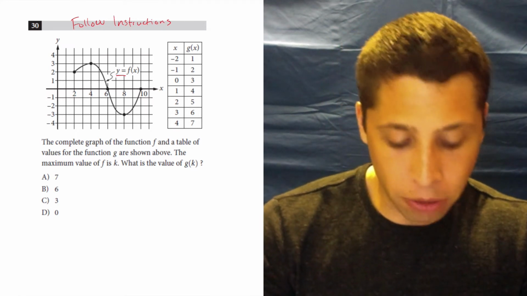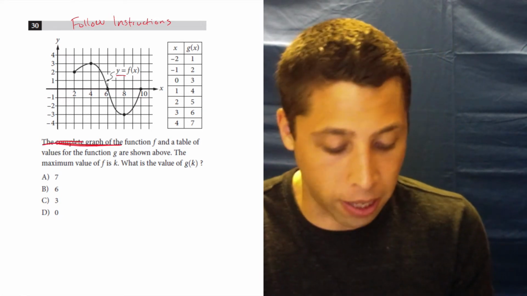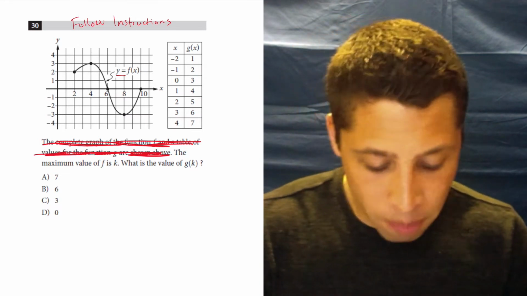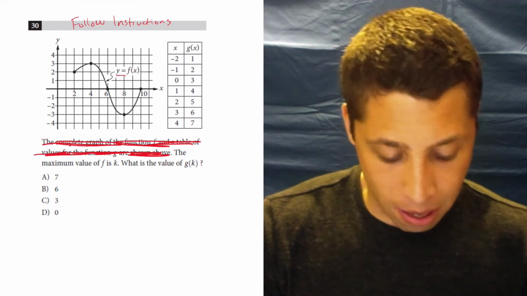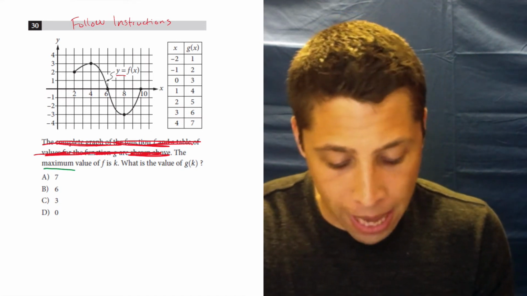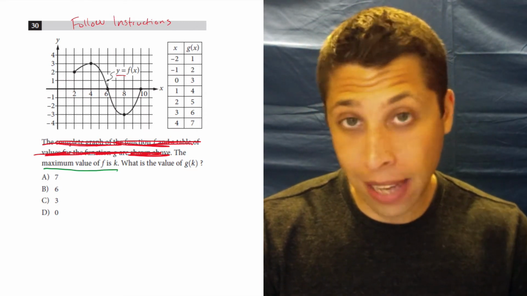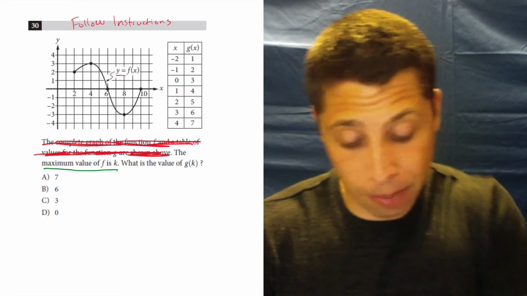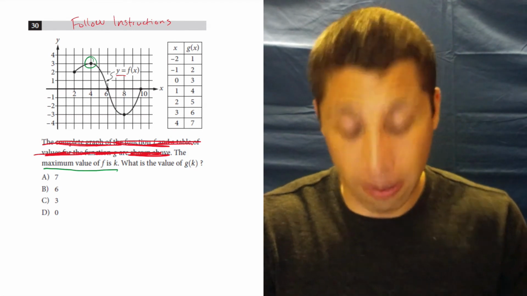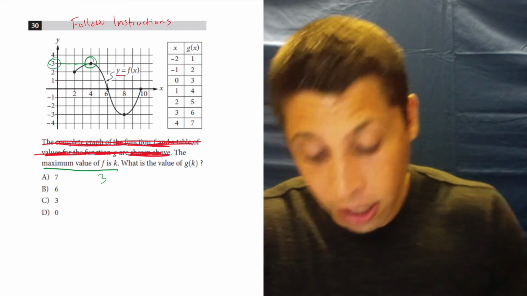Okay, so the complete graph of the function f and a table of values for the function g are shown above. Duh. This is a good example of, we know what's going on. We don't need the sentence. The maximum value of f is k. What is the value of g of k? So take it one piece at a time. The maximum value of f is k. So what is the maximum of f? So that's the graph. What's the maximum? Looks like it's right here. Right? So the maximum is 3. Look, the highest it goes is 3.